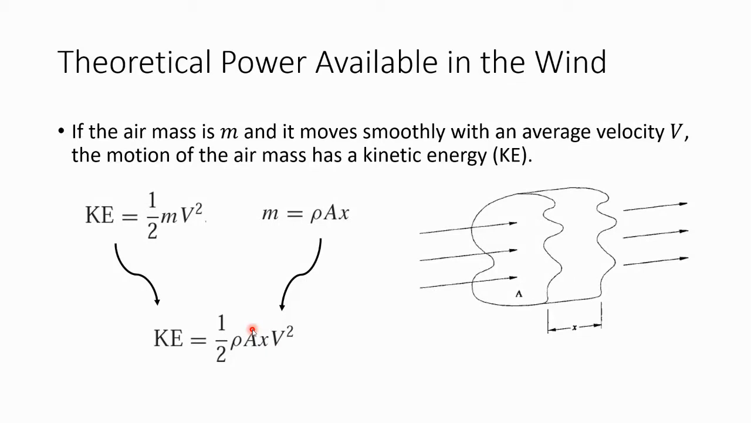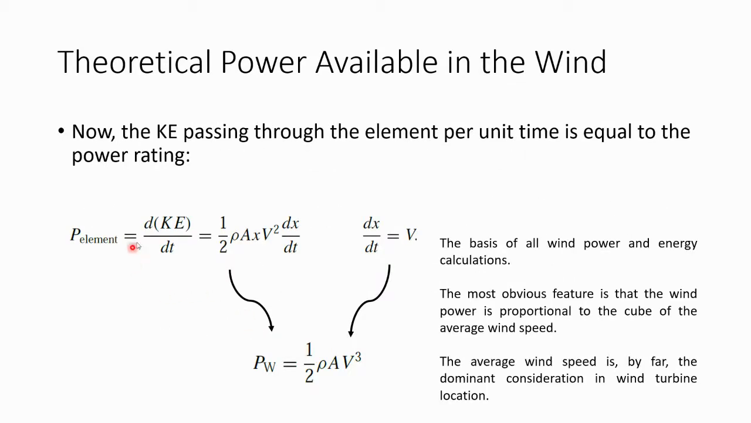So I take dKE/dt, and I will end up with this form. When I put it in this form, I realize that dx/dt is also equal to v. Why? Because velocity is the change of distance over time. So I substitute further dx/dt equals v, and I end up with this final form: half rho A v cubed.